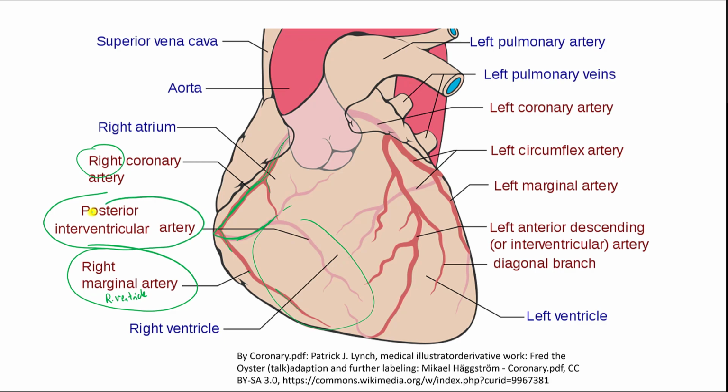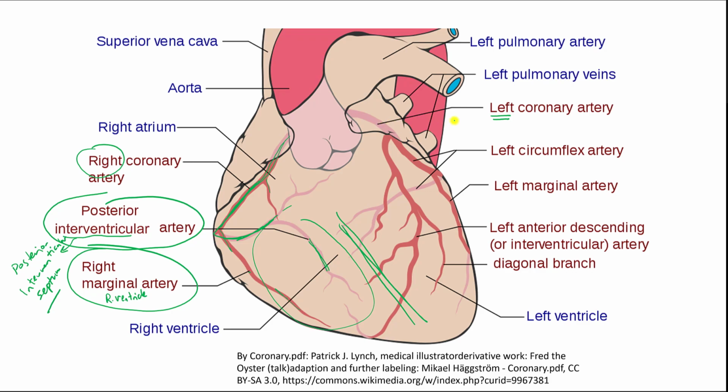From its name, the posterior interventricular artery supplies blood to the posterior interventricular septum. Remember, the interventricular septum is what separates the left ventricle from the right ventricle. So on its posterior side, we will have the posterior interventricular artery delivering oxygenated blood there. So that's for the right coronary artery. For the left, of course, it's dealing with the left side. And the left side, as we saw, is bigger. Therefore, we'll see more branches.